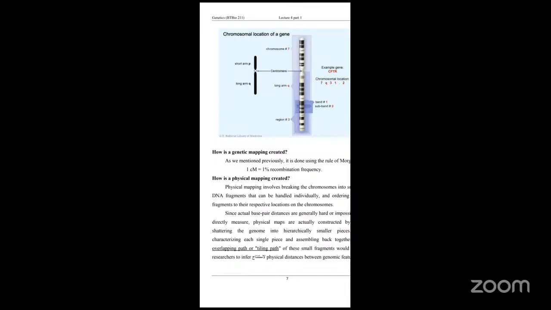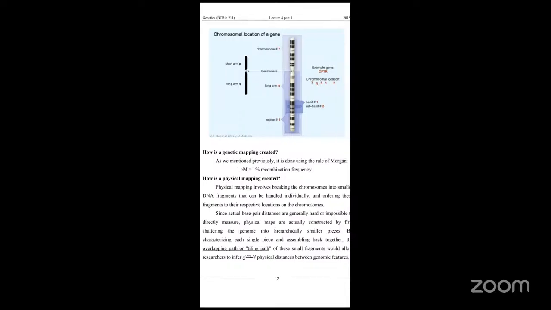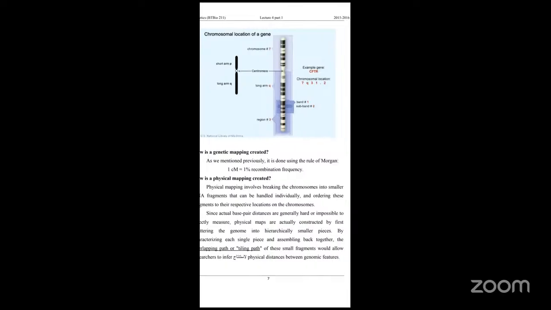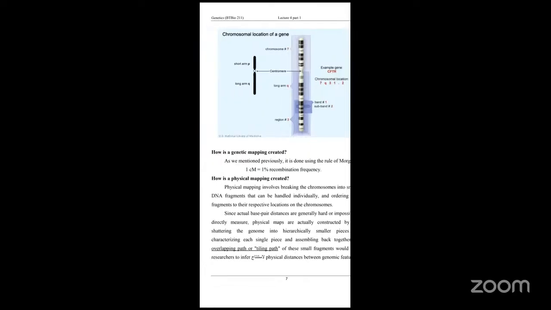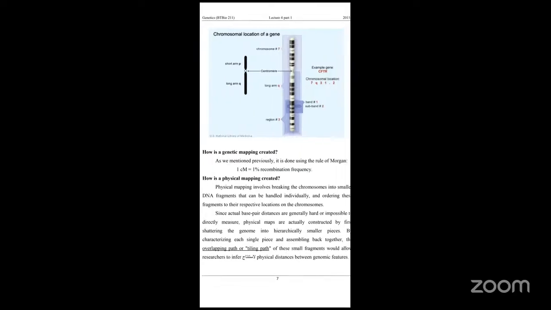And the third one is the physical mapping. Physical mapping involves breaking the chromosomes into several DNA fragments. In physical mapping, they break the chromosomes into smaller DNA fragments using different techniques so that they can be handled individually and ordered into their respective locations on the chromosomes. Since actual base pairs are very hard or impossible to measure, physical maps are constructed by first shattering the genome into small pieces, then characterizing each piece and then assembling them back.